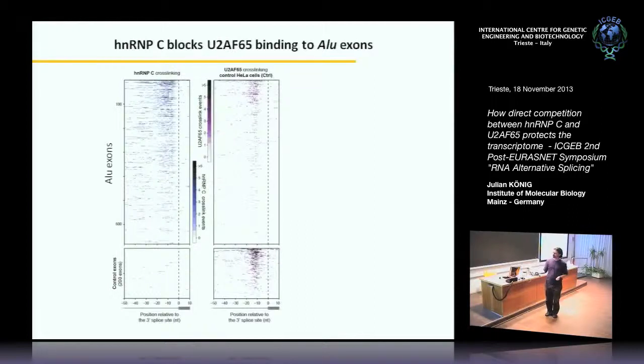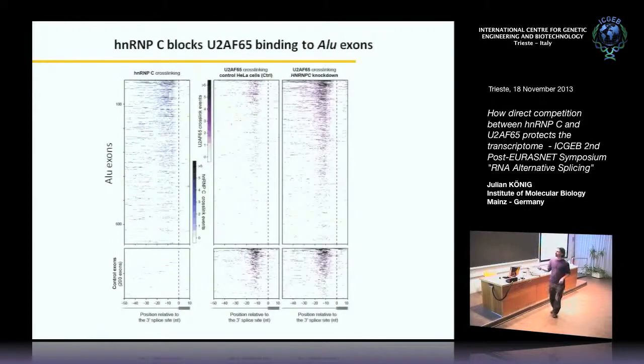And this is absent when looking at a subset here of control exons. And then when we look at U2AF65, there's relatively little U2AF65 cross-linking. But when we look now in the hnRNP knockdown, this U2AF65 binding strongly increases in the ALU exons. Okay.